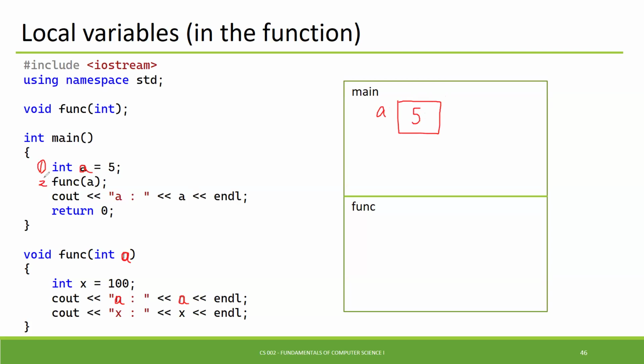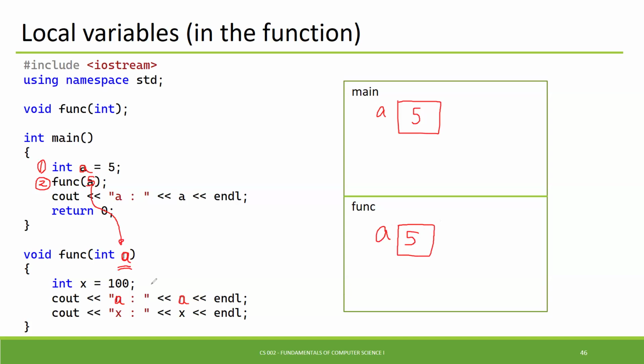And then at this moment, 5 is passed to A, right? Then this A is a totally different A. So a totally different new A is created in the func and gets 5, okay?